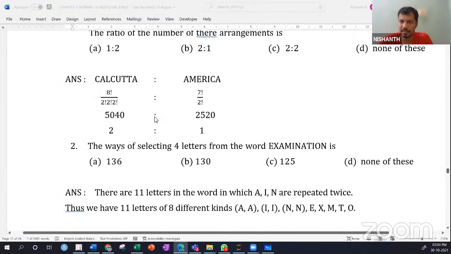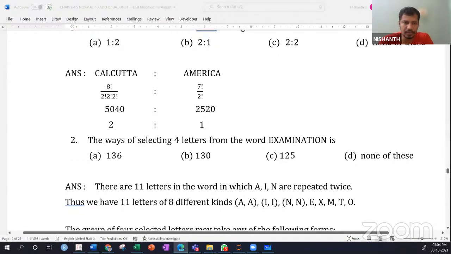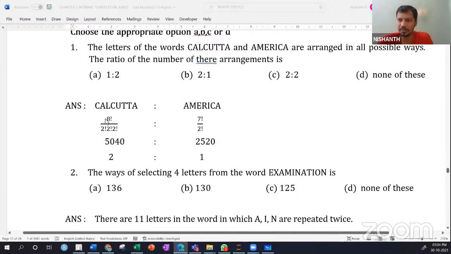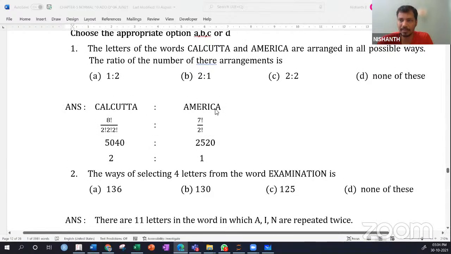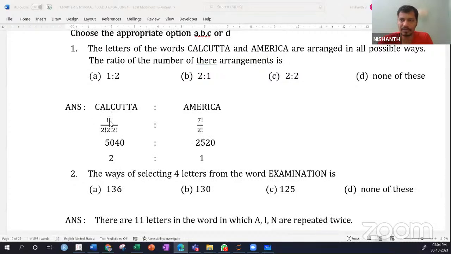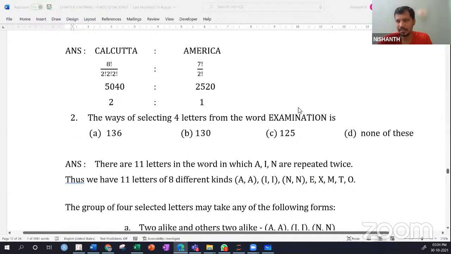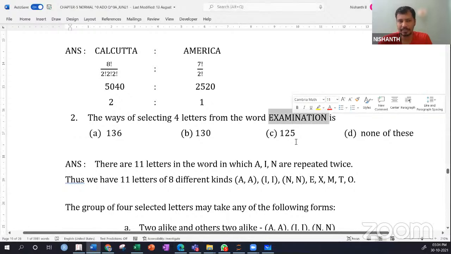These were also easy. So when you're trying to do it with repetitions, Calcutta, America, that 2 C's, 2 T's, 2 A's, how do you define the number of arrangements? It's by this division. Hope you remember this thing. And this is a typical kind of problem. It's a worked example, examination.